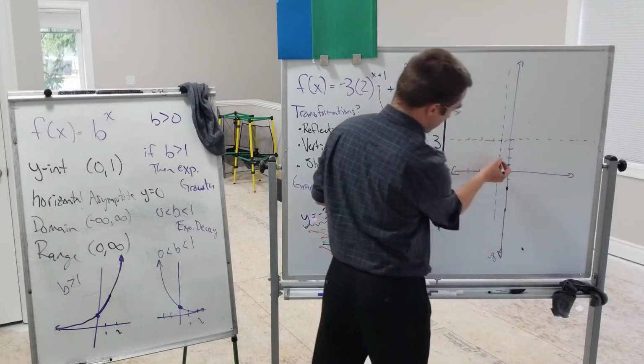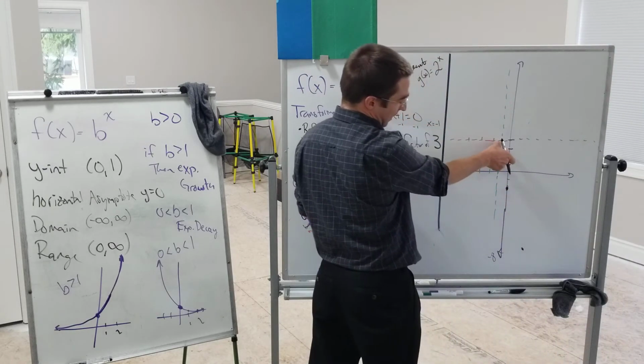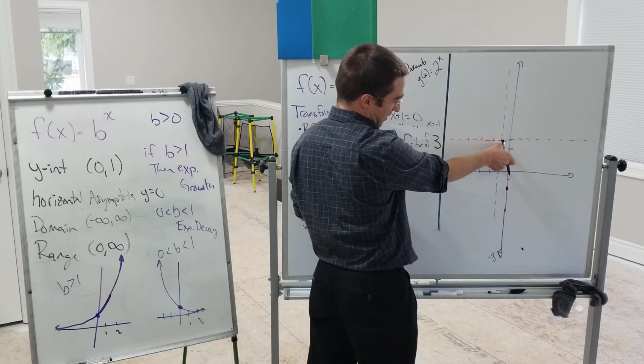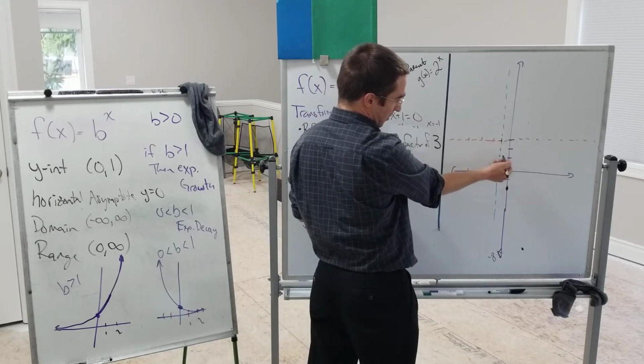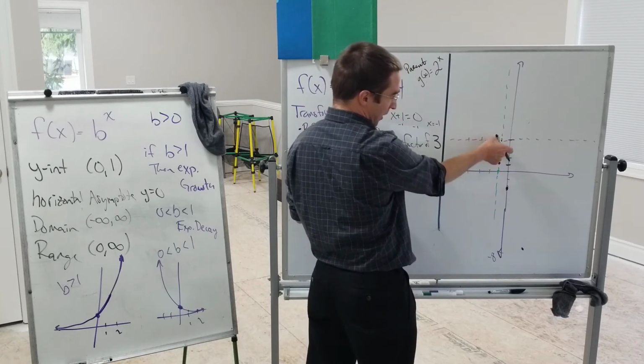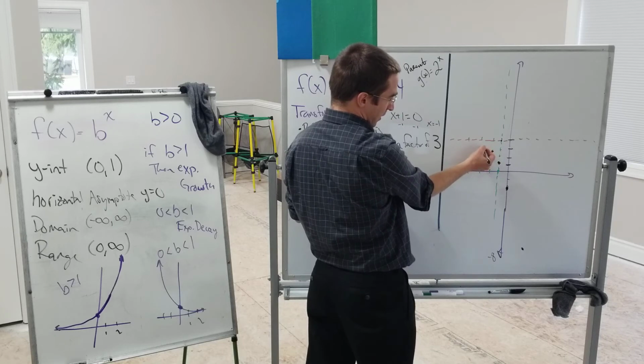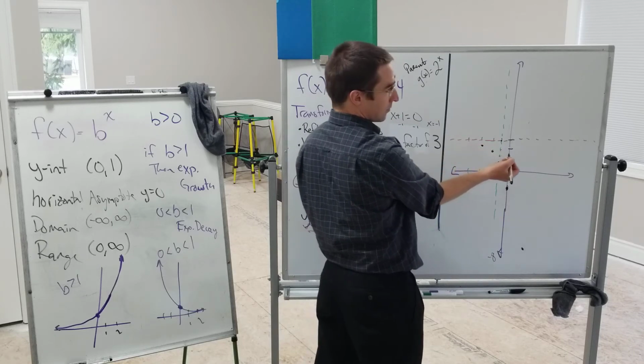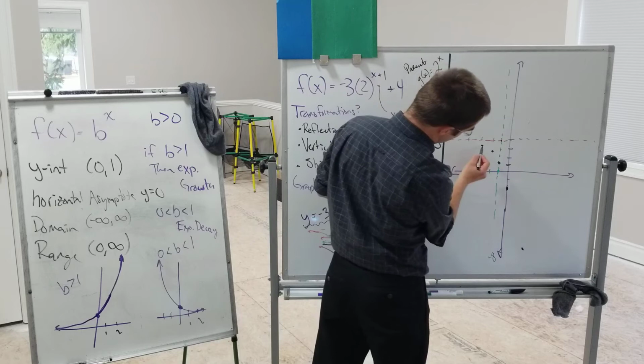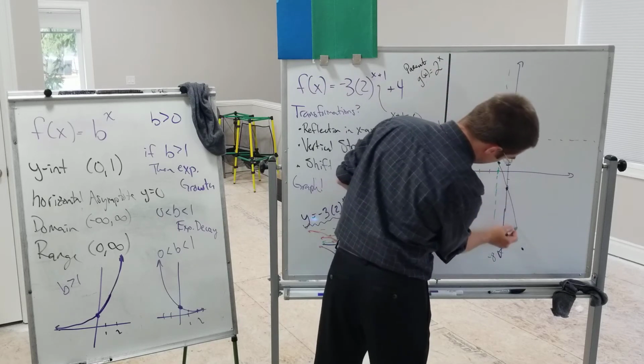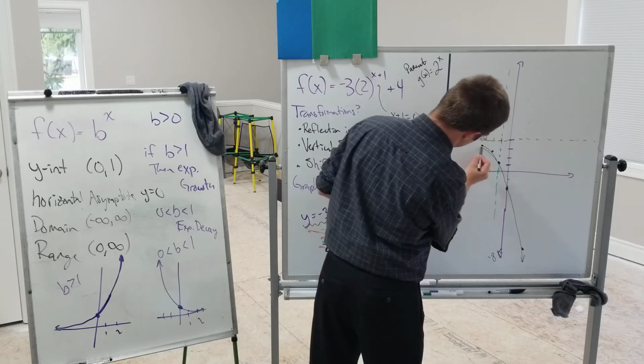Now as I go this direction, I'm going to divide the distance from the asymptote to the point by 2. So I divide by 2, I'm 1.5 away, then I'm 0.75 away, and so on. And we get our graph looking like this.